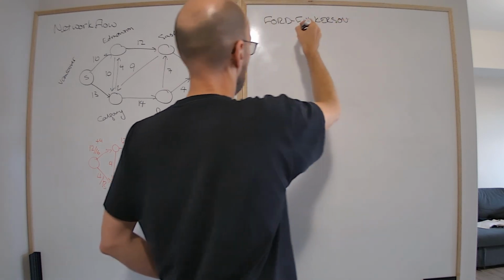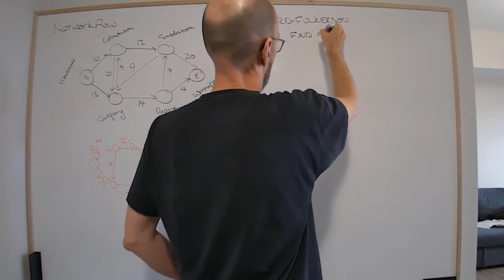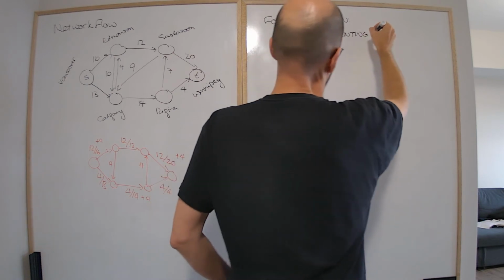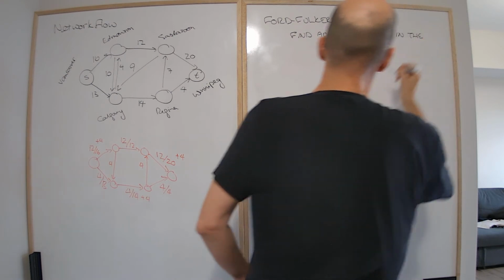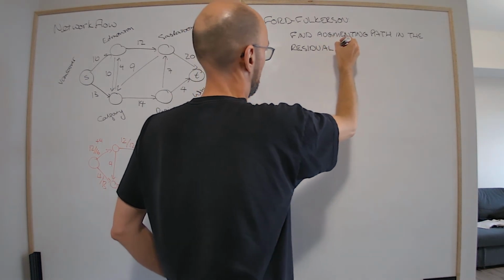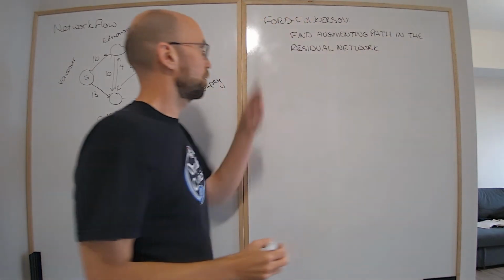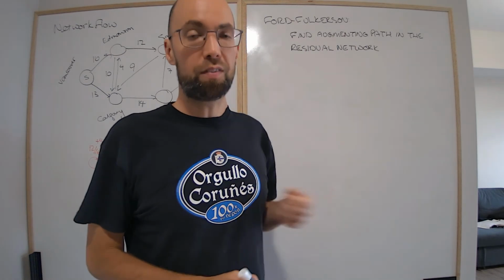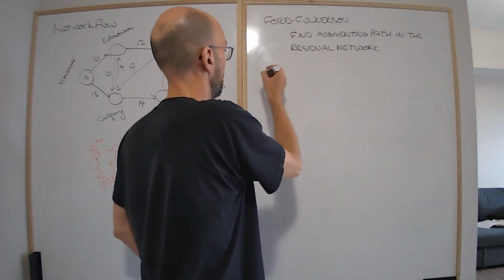So the approach is find augmenting path in the residual graph, residual network. And this is Ford-Fulkerson, however you do this, and as you can see, that can take a long time.